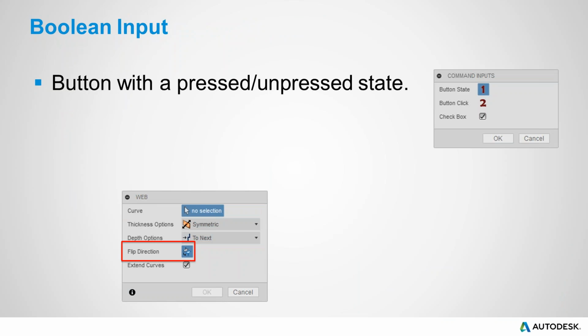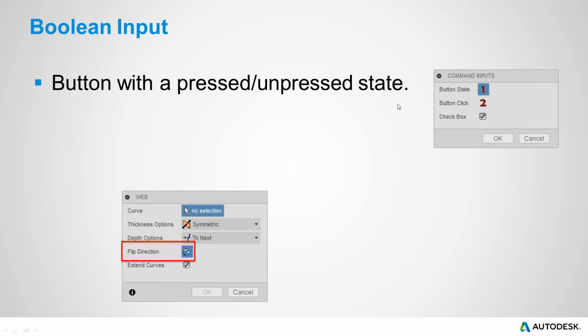And then we call it these Boolean command inputs. And so there's a few different options with this one. They have buttons that have a pressed or unpressed state, so that it's a toggle. So if I click it, it presses. Click it again, it unpresses. And so Fusion uses that. You can see down here to flip a direction.